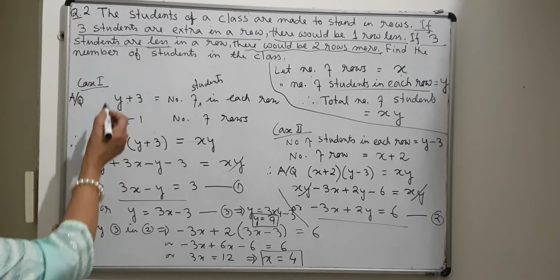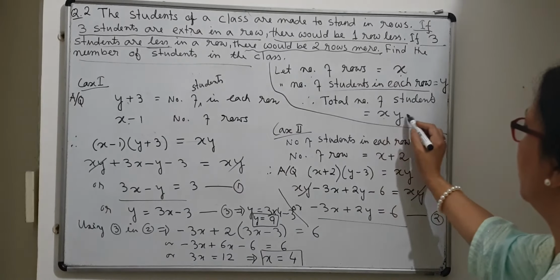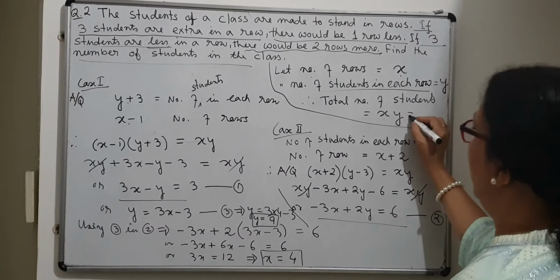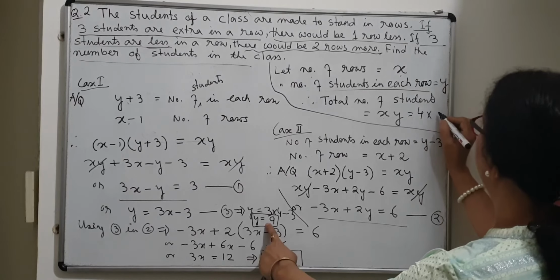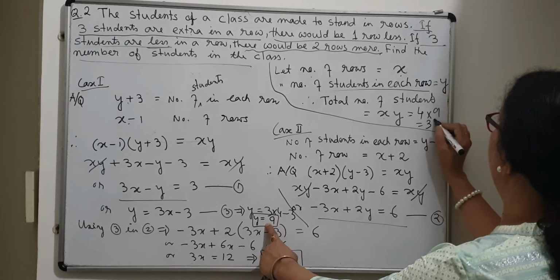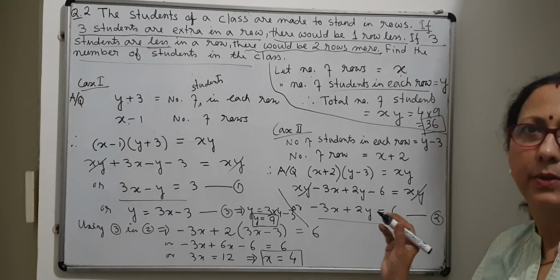So what was asked was to find the total number of students in the class, and that was x into y. So therefore the answer will be: x is found to be 4 and y came out to be 9. So 4 times 9 is 36. So that is the answer. Total number of students is 36. Okay.